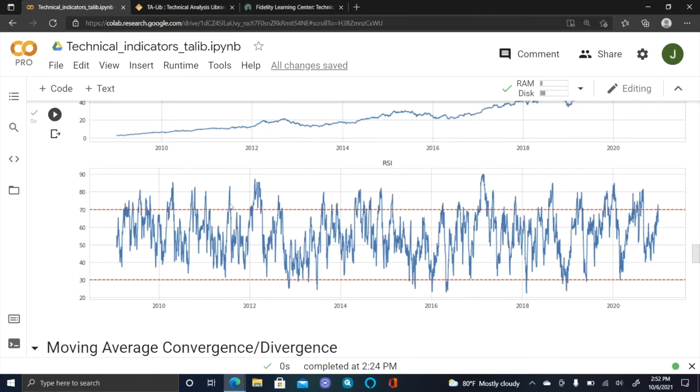So whenever this RSI goes above 70, we might consider shorting Apple stock. And when it goes below 30, we might consider buying Apple stock, because it's probably a good deal then, and we expect the price to go back up.